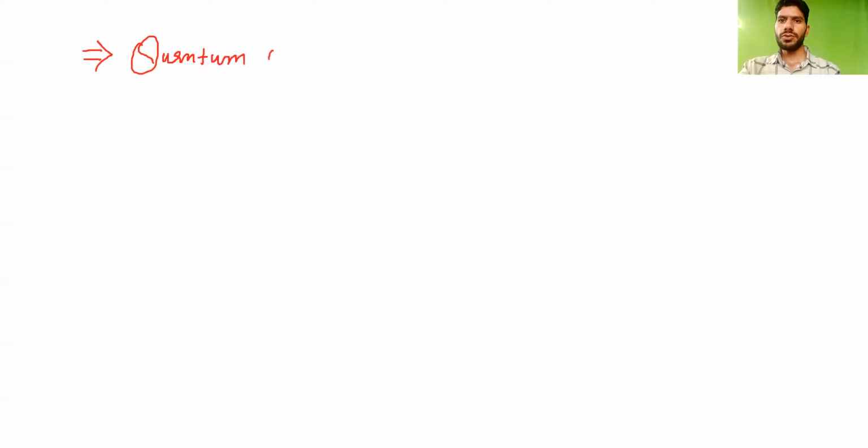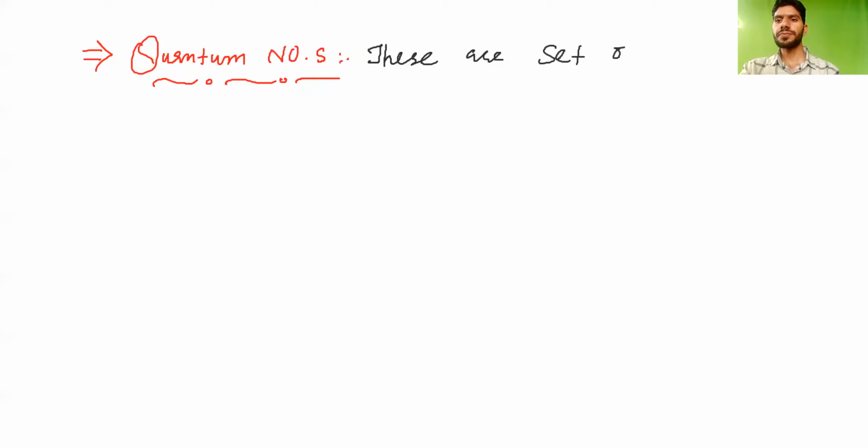Actually, I have told you that when we solve the Schrodinger wave equation, we get three constants, which are known as quantum numbers. But in total we have four quantum numbers. So how do we define these? You will remember that these are simply a set of four numbers. So quantum numbers are in total four.